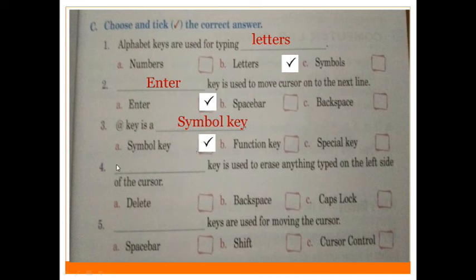And fourth one, dash key is used to erase anything typed on the left side of the cursor. If you want to erase anything on the left side of the cursor, we have to use backspace key. Backspace key is used to erase anything typed on the left side of the cursor.